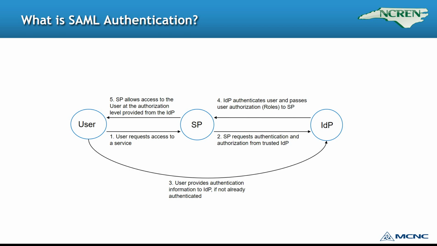So a nice little visual to see how it actually works. Again, user requests access from a service. The service provider requests authentication and authorization from the identity provider. And that identity provider, if it hasn't already been given, will request authentication from the user and then pass information back to the service provider, who then allows access or denies access to the user.